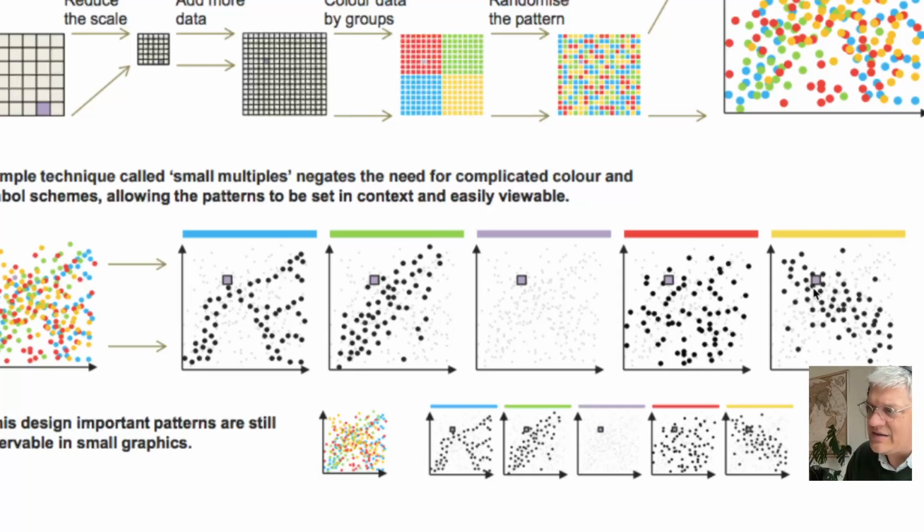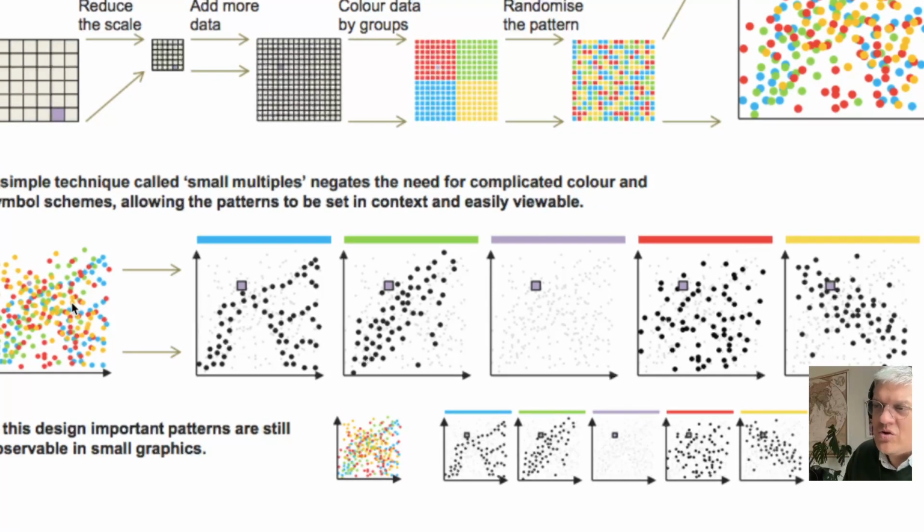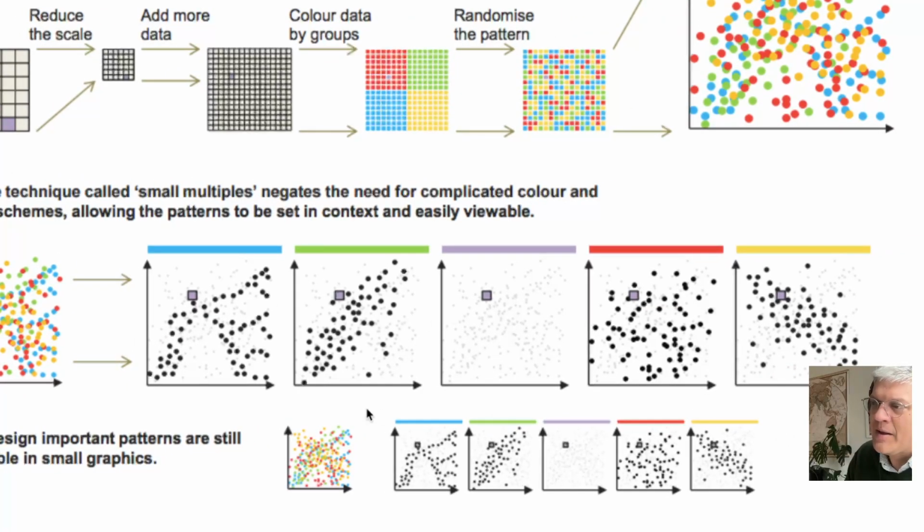The yellow has a negative correlation. That's impossible to see here. Well, once you know, you could think, well, yeah, maybe there's a yellow and a green, but it's very hard to see. It's very easy to see here, right?